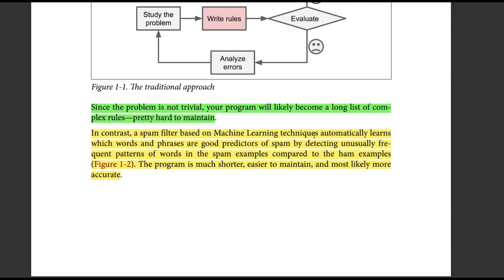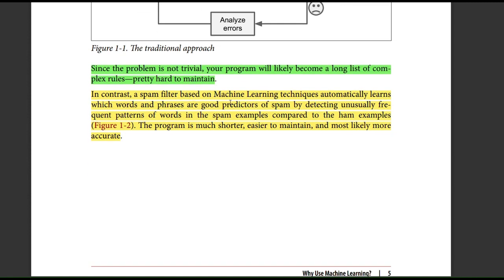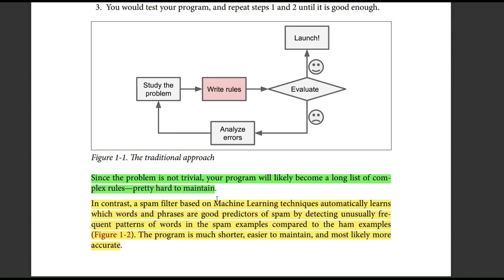But since the problem is not trivial, your program will likely become a long list of complex rules, pretty hard to maintain. In contrast, a spam classifier built on machine learning techniques automatically learns which words and phrases are good predictors of spam by detecting unusually frequent patterns of words that are present in the spam examples compared to the ham examples. The program is much shorter, easier to maintain, and most likely more accurate.